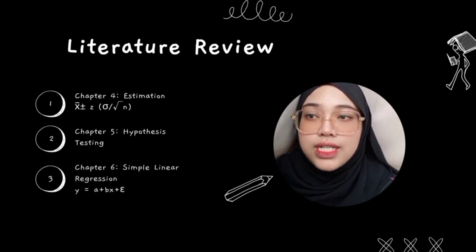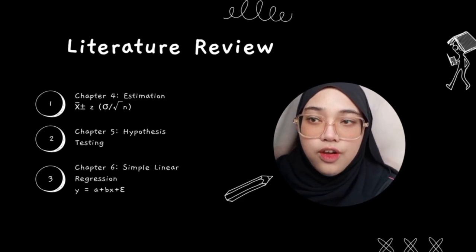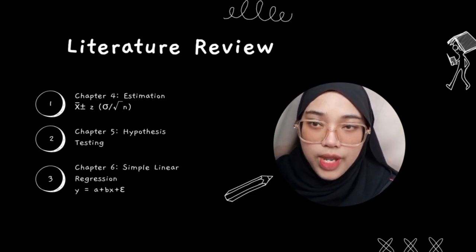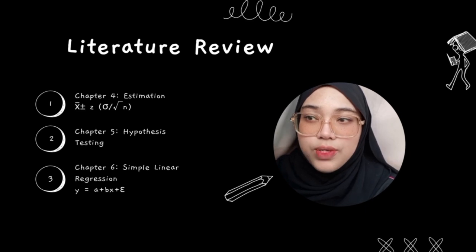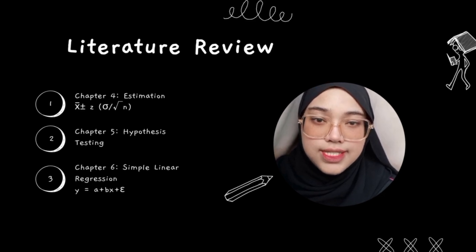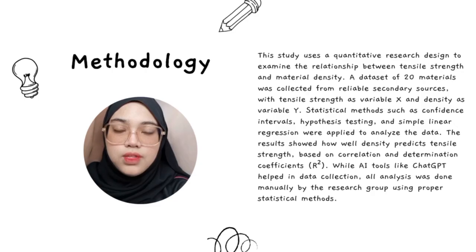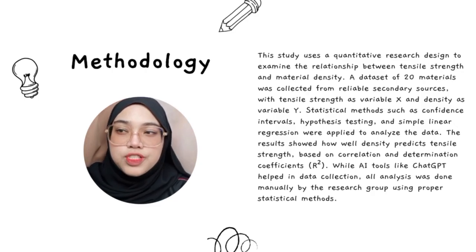The closer the data points are to the line, the better the model fit. The coefficient of determination R square measures how well X explains Y. This method is useful for predicting trends in fields like engineering, science, and economics. I will continue with the methodology part.